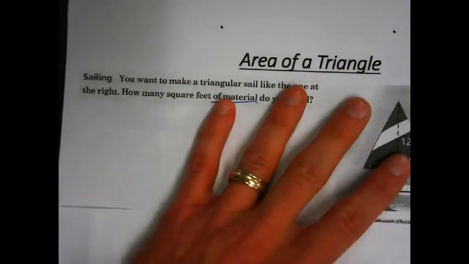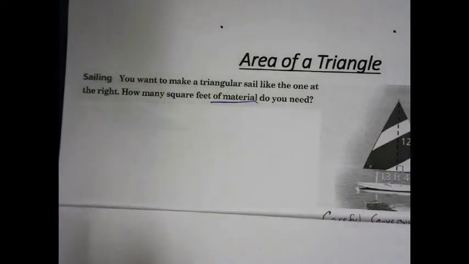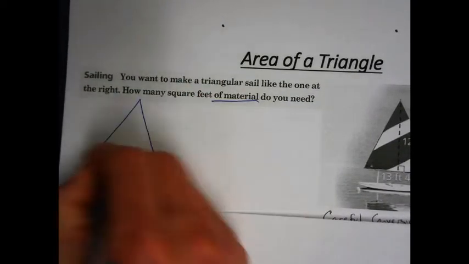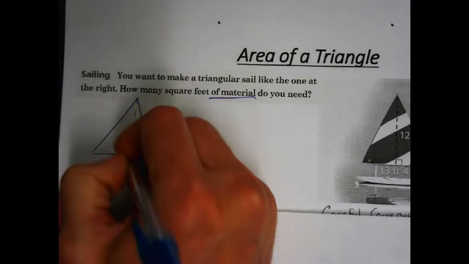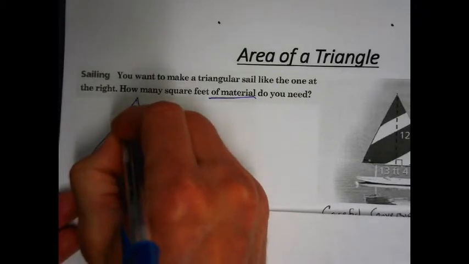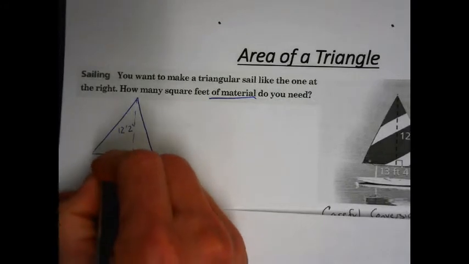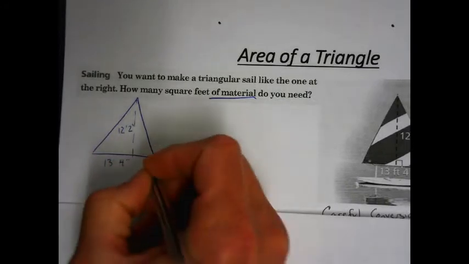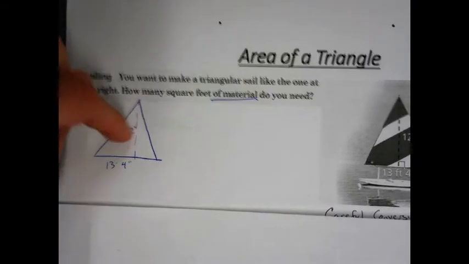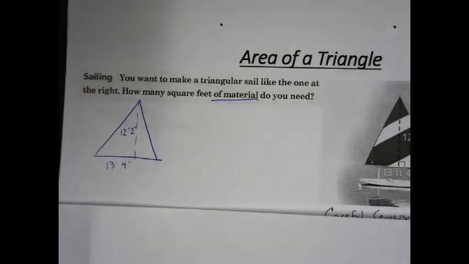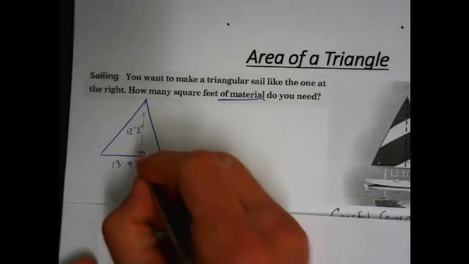So what are we looking at? We have 12 feet 2 inches. I'll redraw this so it might be easier to see. So the height here is 12 feet 2 inches, and the base is 13 feet 4 inches. Hopefully you saw the way I did feet and inches, by the way. That's a helpful tip. And we're going to find the area of the triangle.